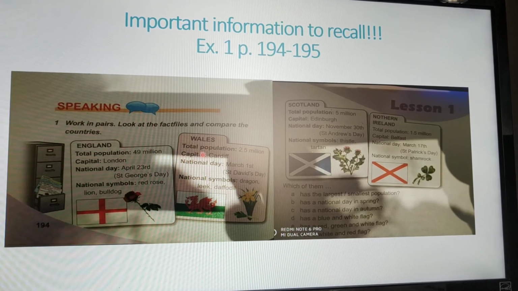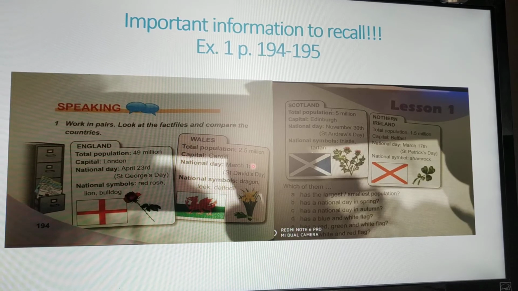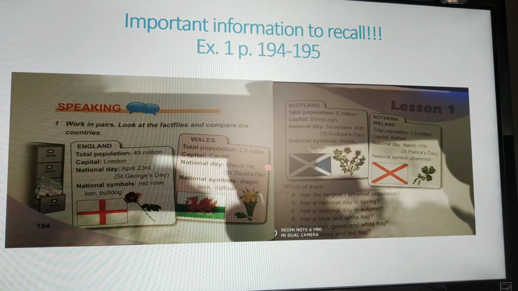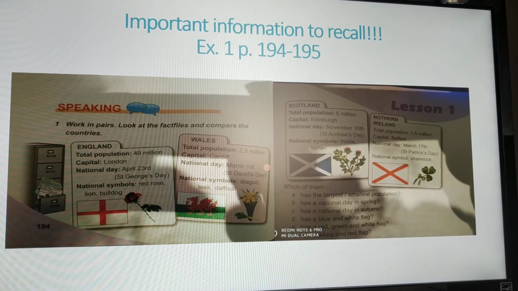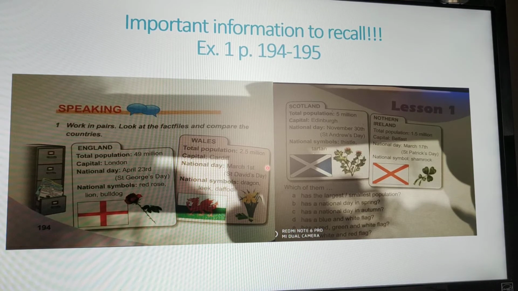Wales. In Wales live about 2.5 million people. The capital of Wales is Cardiff. They celebrate their National Day on the 1st of March. Their patron saint is Saint David. And the national symbols are the dragon, the leek, the daffodil.